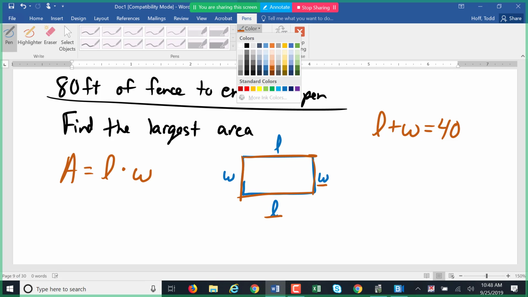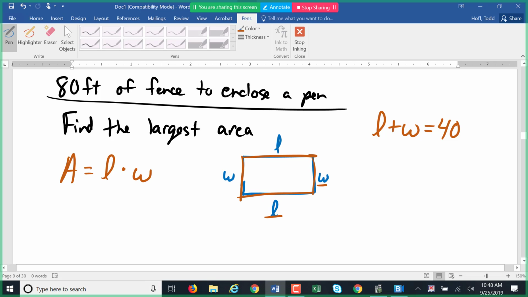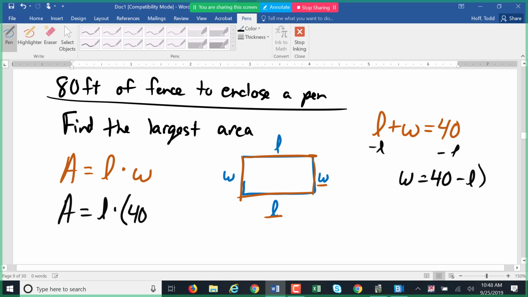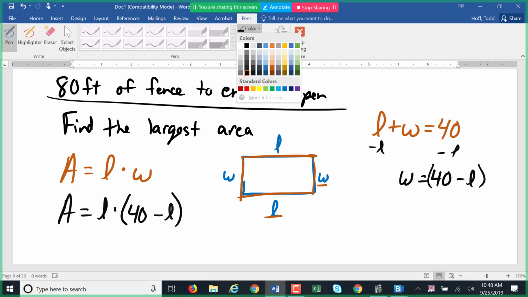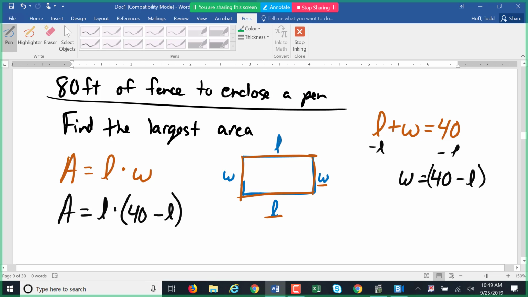So what we're going to define here is our area as a function of our width, or as a function of our length. So it's length times the width. If I subtract the length from each side, the width is 40 minus whatever the length is. So I get that equation. Area equals length times 40 minus the length. And I want to maximize this.